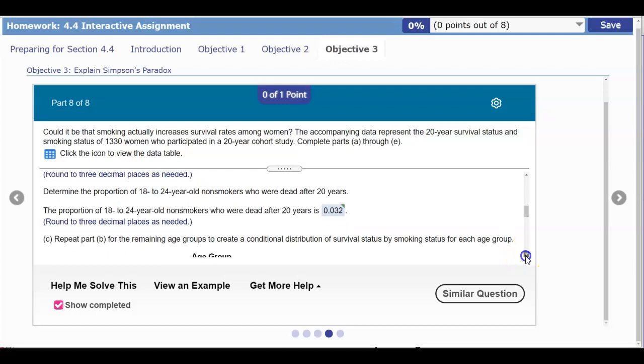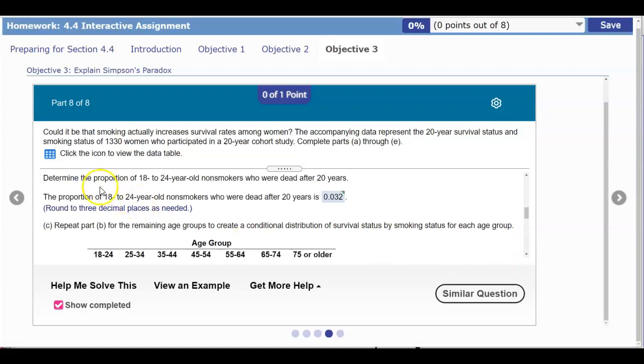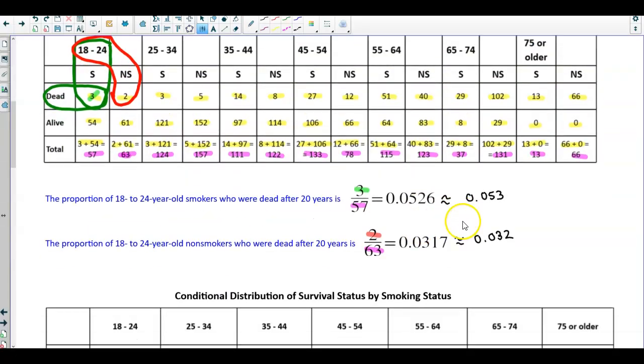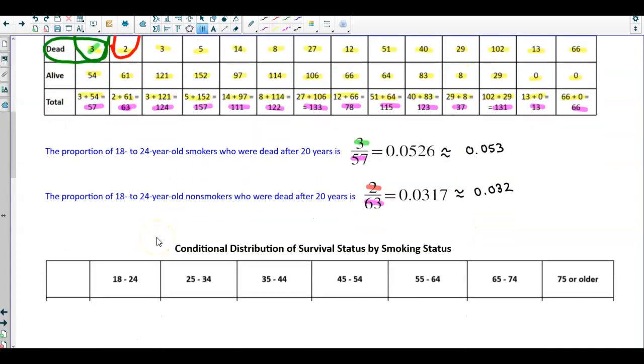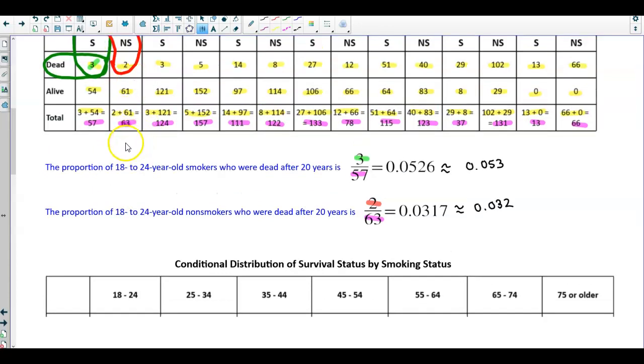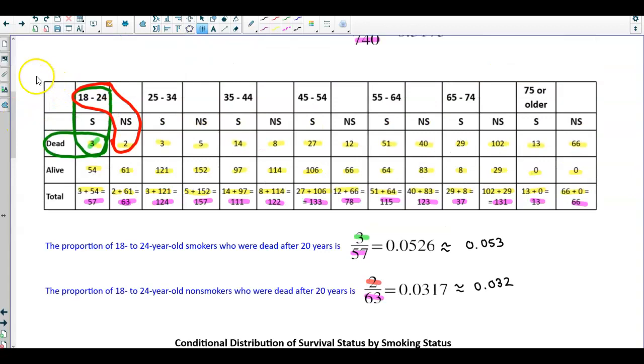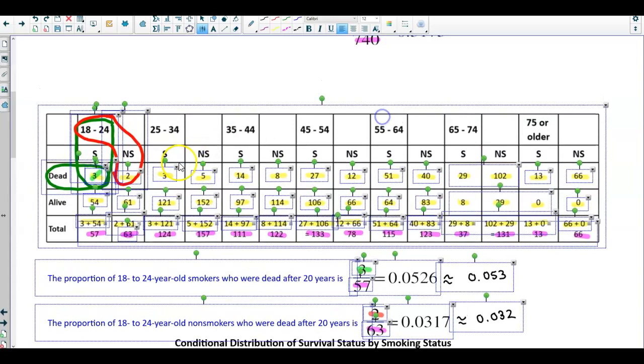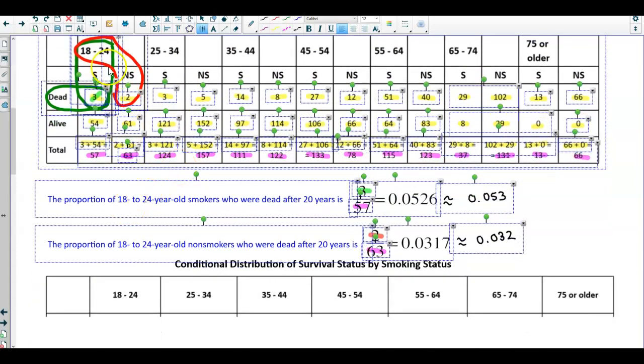Okay, now what we're going to do is repeat part B for the remaining age groups to create a conditional distribution of survival status by smoking status for each group. So that means we're going to go ahead and solve each individual one here. We're going to take each value, using the age group that we have from our table above here. So let's bring this down a little bit more so we can see this as we make our calculation.